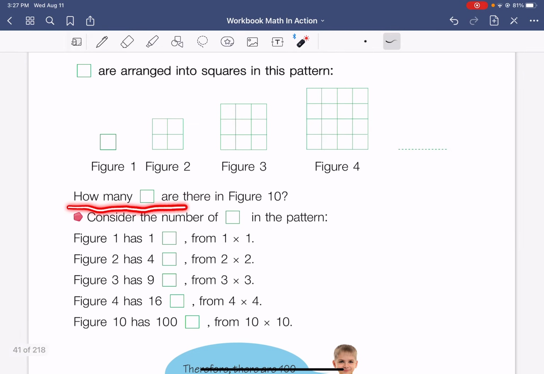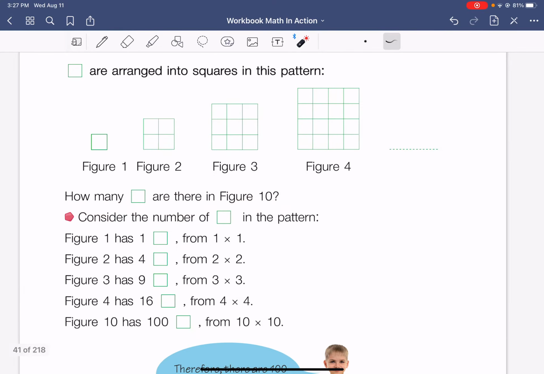So how many are there in figure 10, right? This is only figure 4. Figure 5, 6, 7, 8, 9, 10. So 1 has 1. This has 4. This has 9. This has 16. So we can see this only has 1, right? So 1 times 1, we get 1. 2 times 2, 3, 4. Right? 4 times 4. So figure 10 has 100 because 10 times 10.